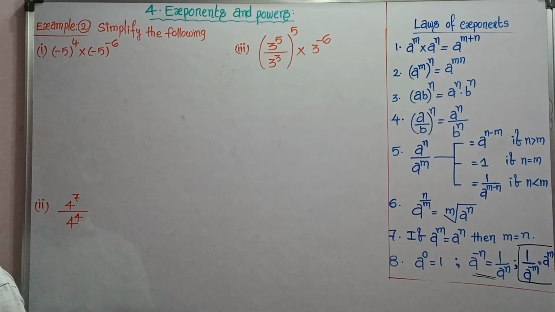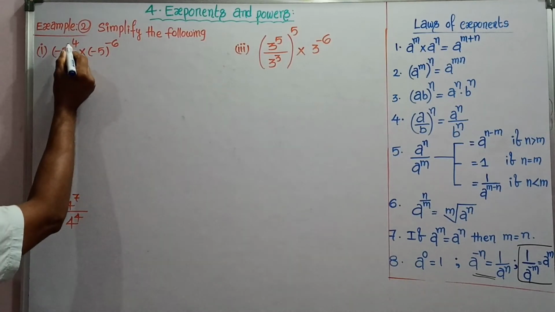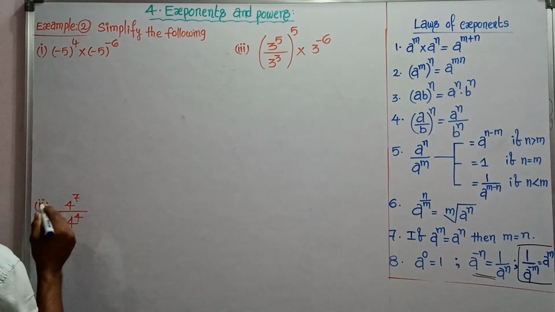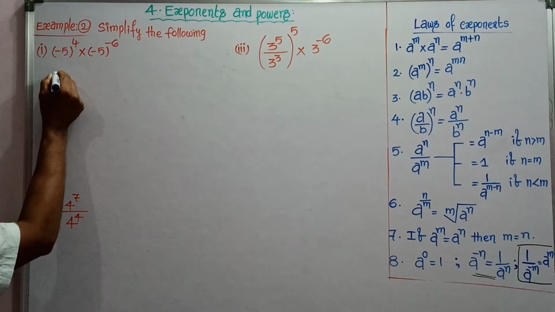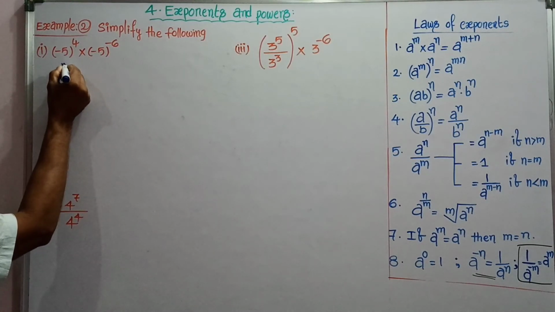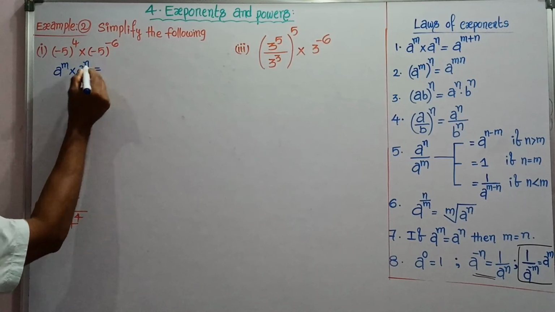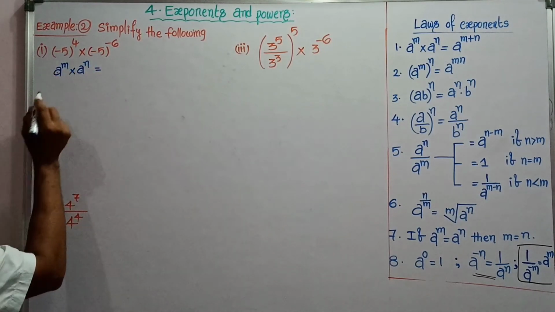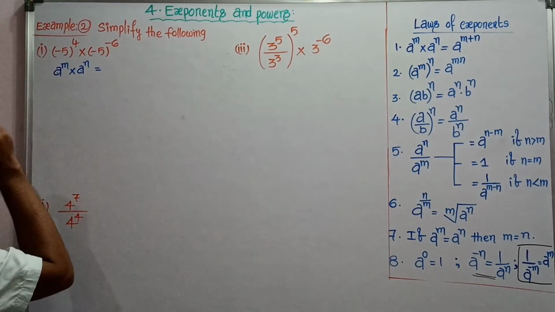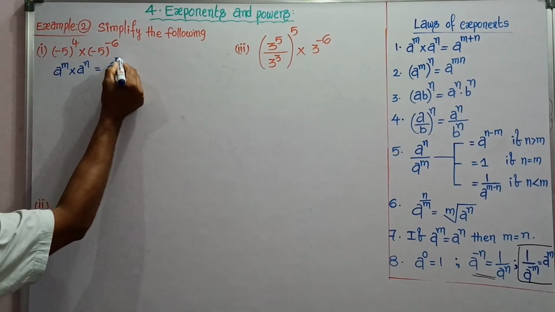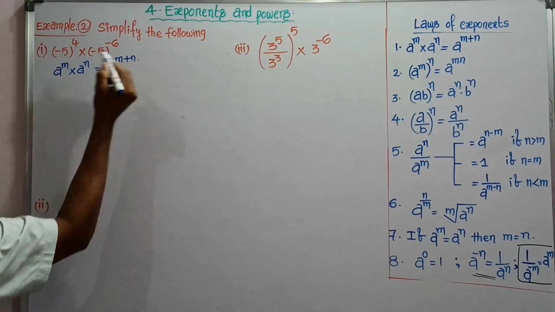Simplify the following. First one, (-5)^4 into (-5)^6. Since we know that a^m into a^n, that is, when bases are equal and in between them is the multiplication symbol, then powers should be added. That is, a^(m+n).